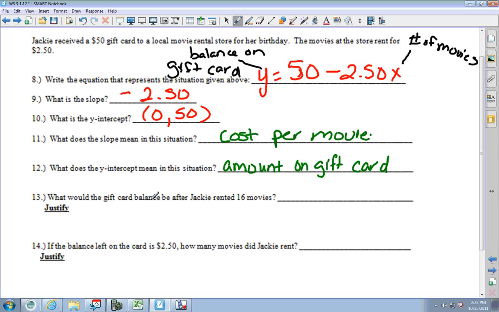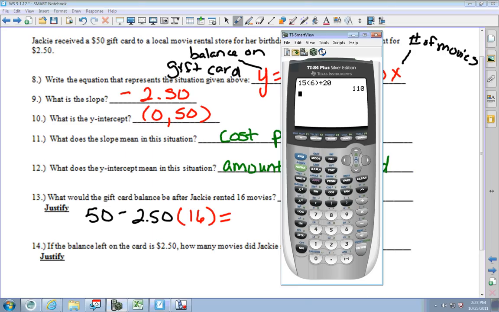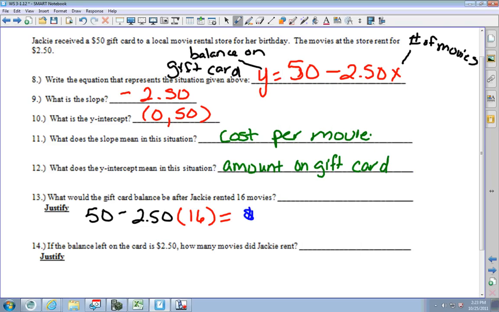What would the gift card balance be after Jackie rented 16 movies? Well, I could do it a couple ways. I can do 50 minus 2.50 times 16. Let me move this over here. I have 50 minus 2.50 times 16. It would be $10. So it would be $10.